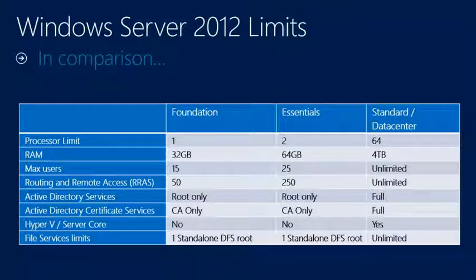Again, when you're in the exam room and they're asking you to decide which type of server to use for which remote office location, think about these options. Think about what you're trying to do. A good example is Active Directory Certificate Services. Now, you can only have it as a certificate authority on a Foundation or Essentials server. In other words, you won't be able to run the web enrollment on a Foundation or Essentials server, for example.